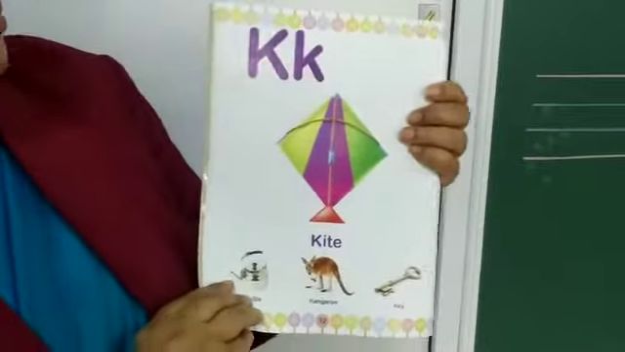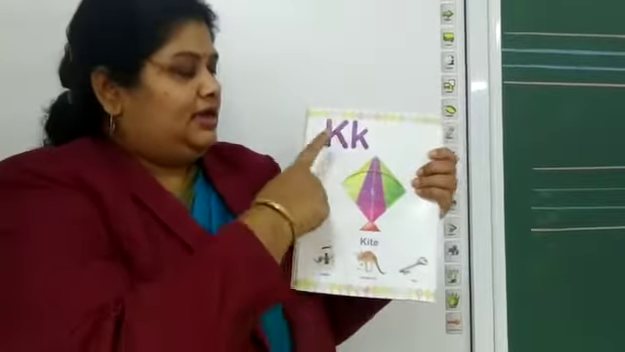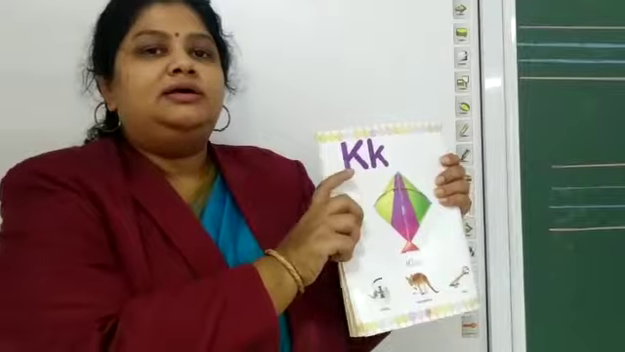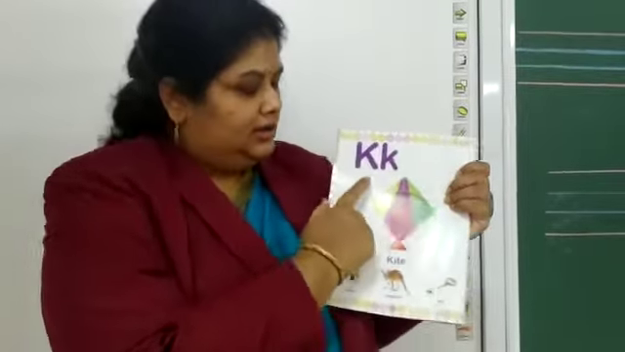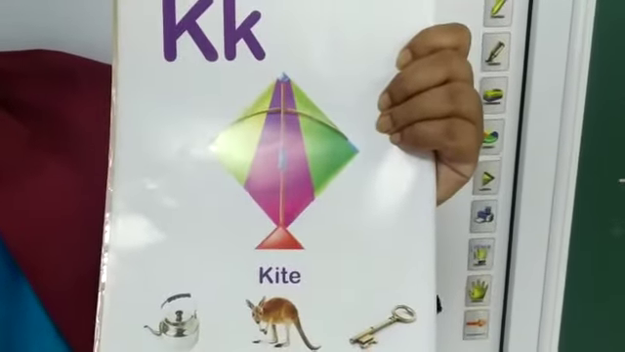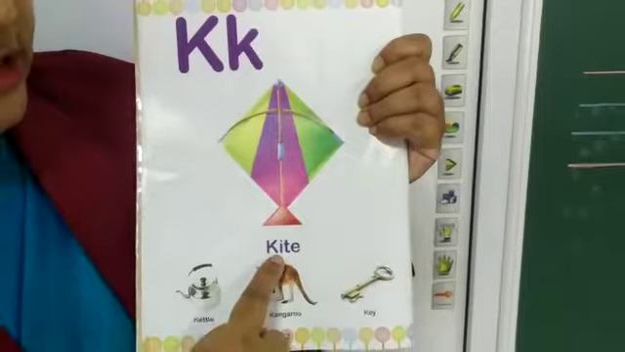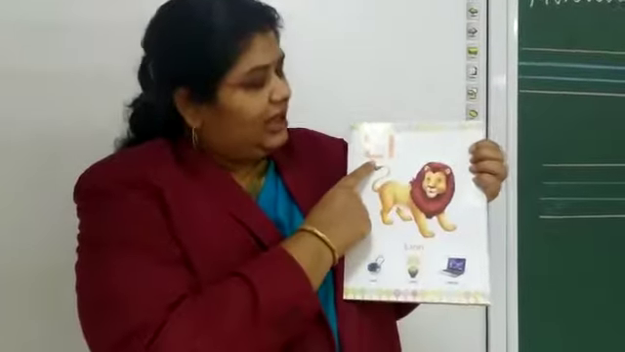Okay. I, J, K. Now we have come to the letter K. K says K. Say, K says K. K for kite. K, K, key. Kite and key. Okay. The next letter is L.